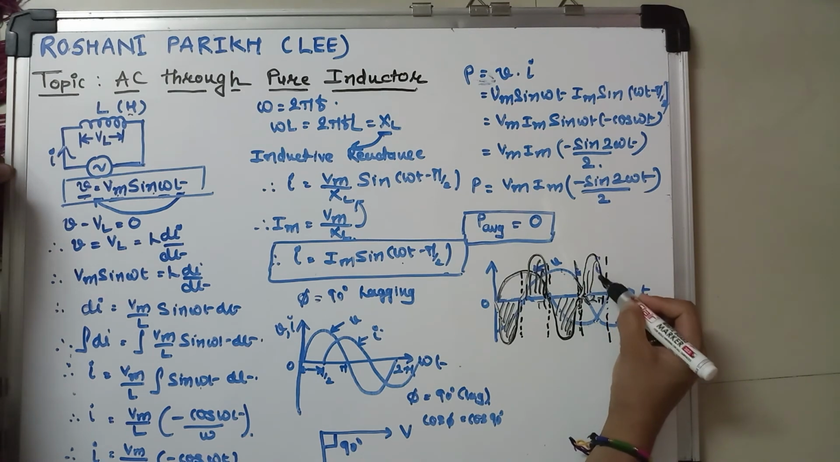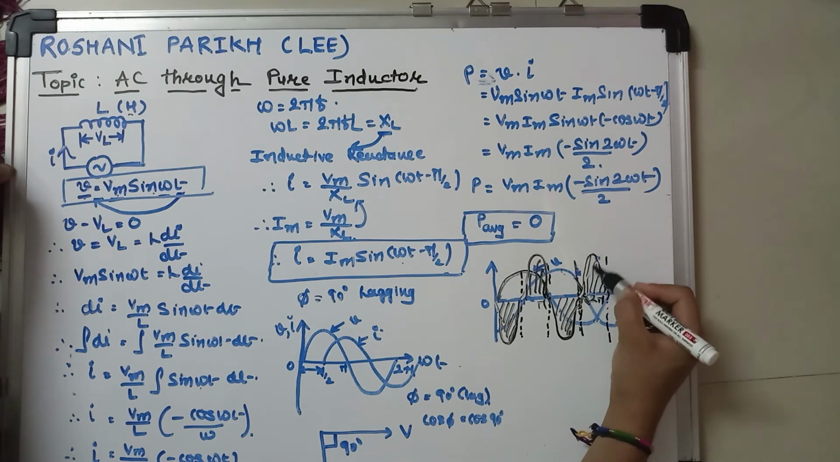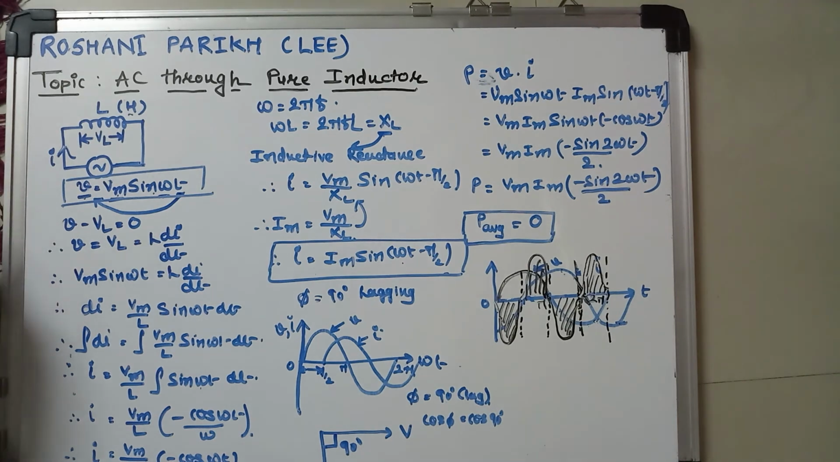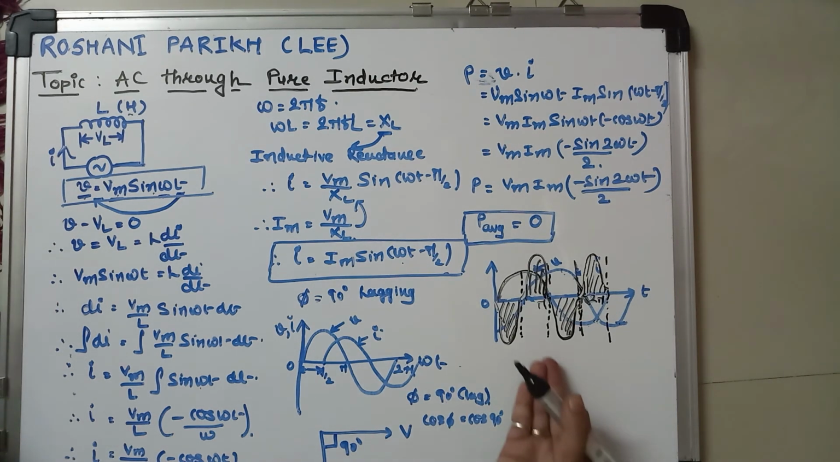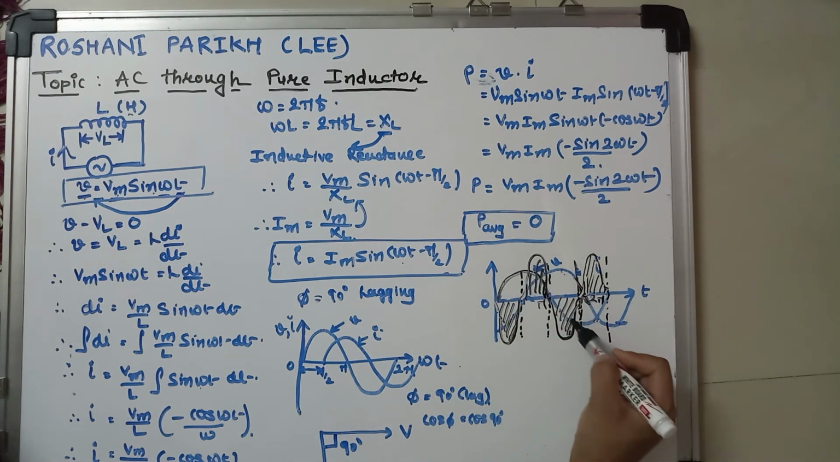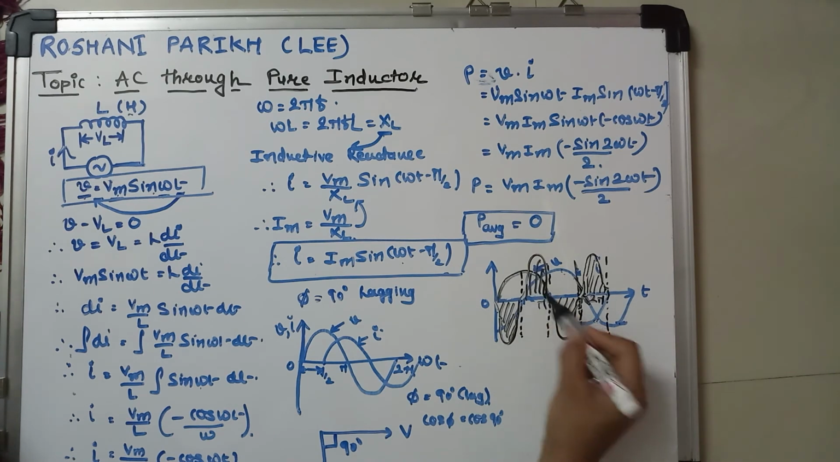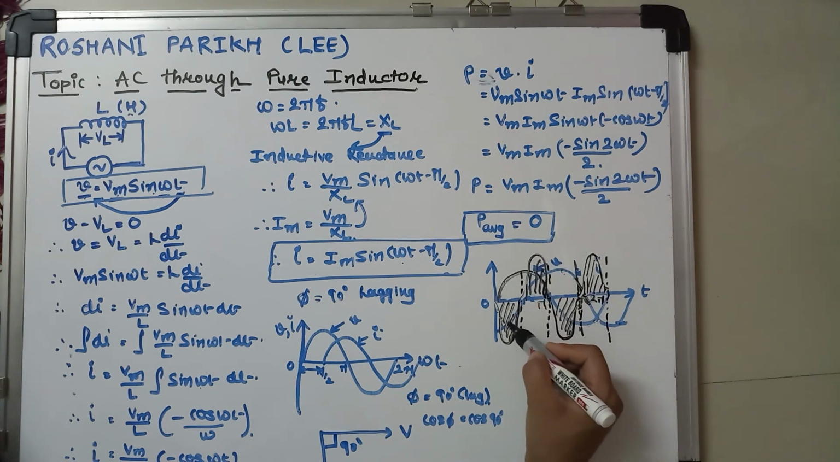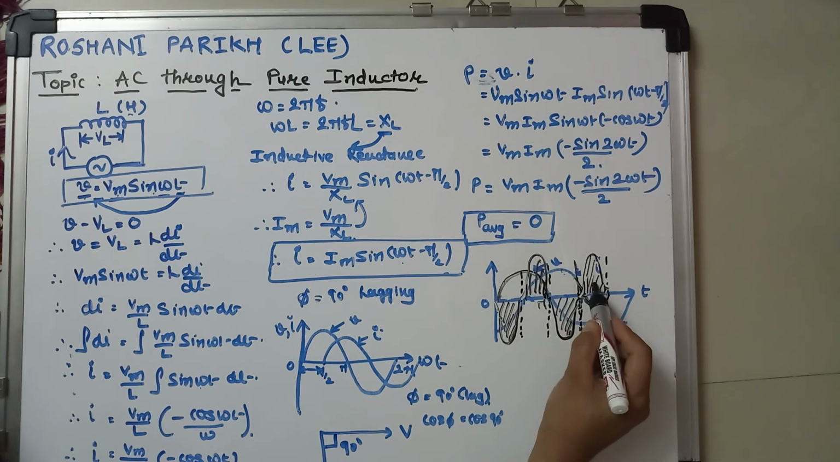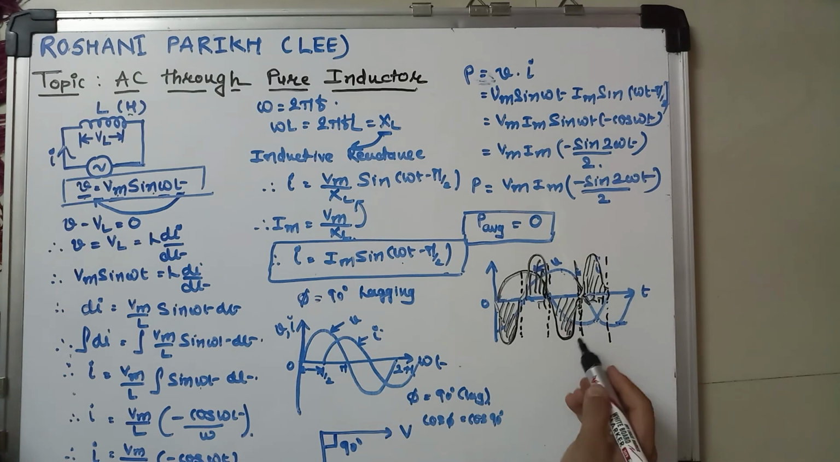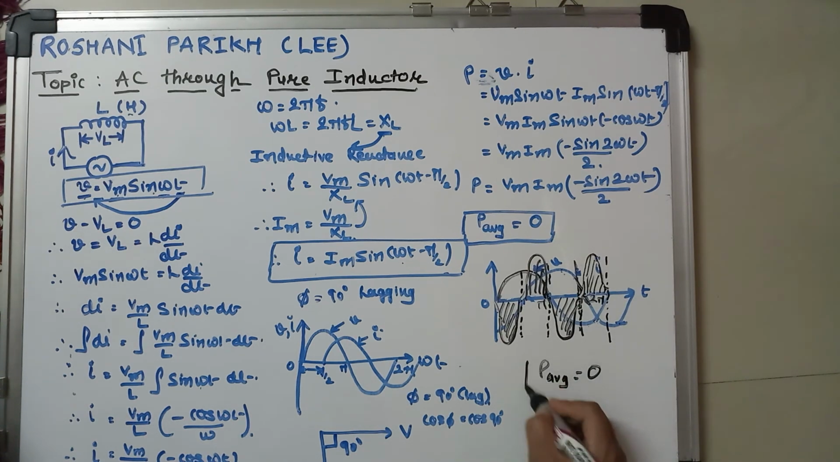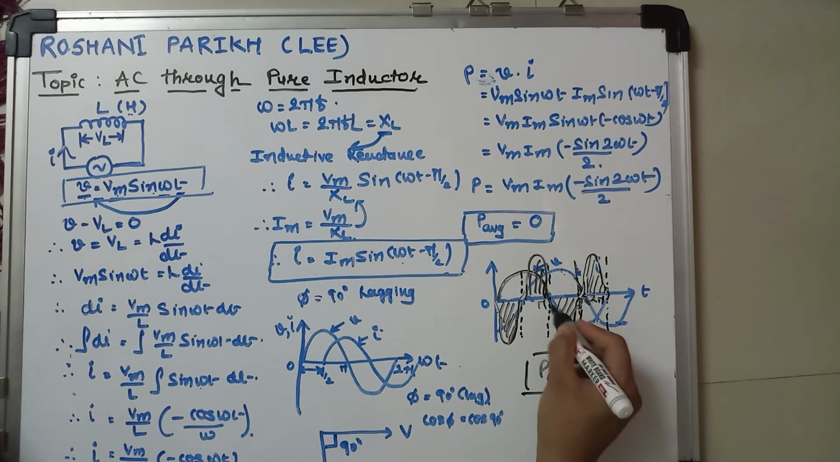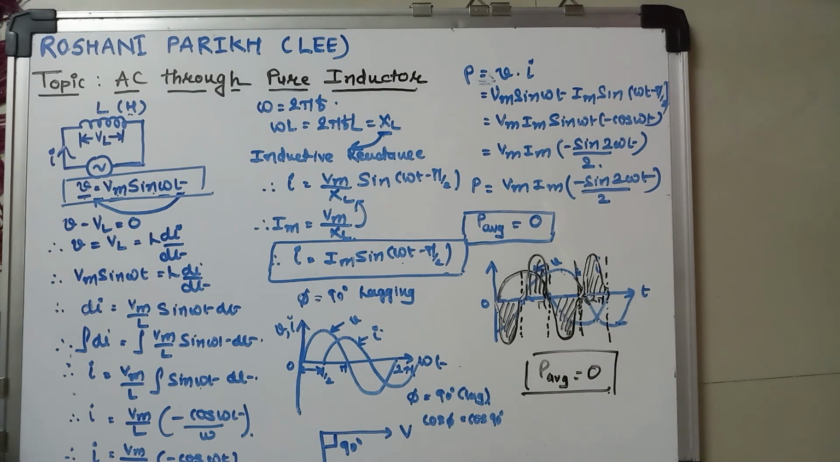So this is the power waveform for the purely inductive circuit. Now you can see here, one voltage cycle has 4 power cycles, meaning the power has twice the frequency of the voltage cycle. And also see here, 2 positive and 2 negative, meaning average power is 0. Average power for a purely inductive circuit is 0 as per the graphical representation also.